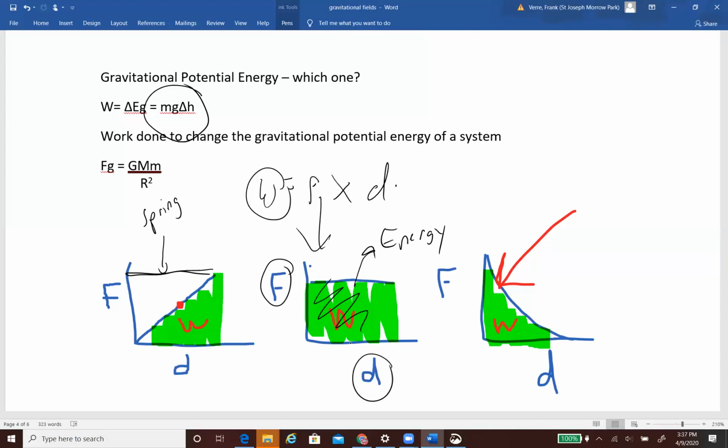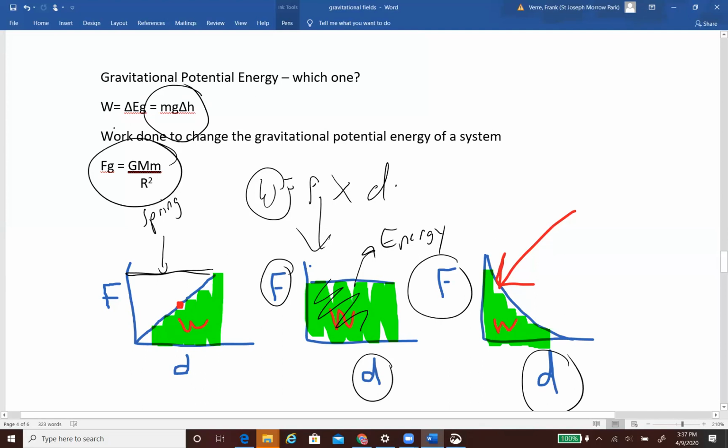Because if I was to graph F versus d using the universal law of gravitation, I would get a curve that would eventually approach zero. If r got big enough, then F_G would basically approach what? Zero, right? So how would I get the area under that graph?